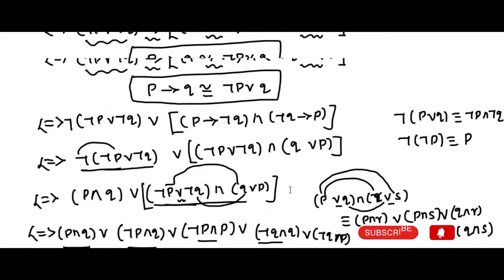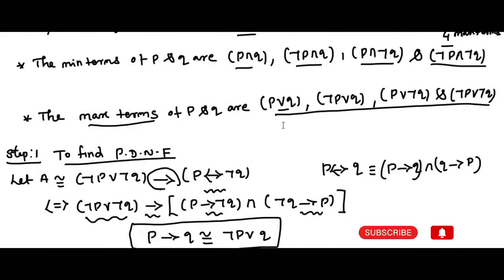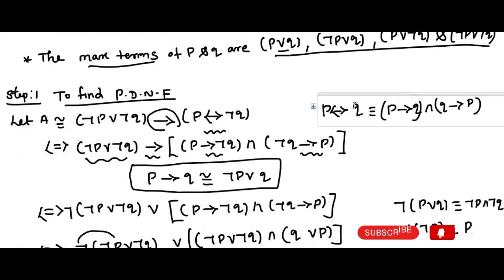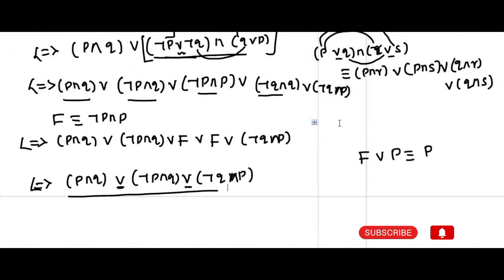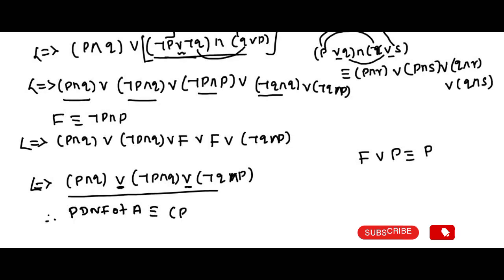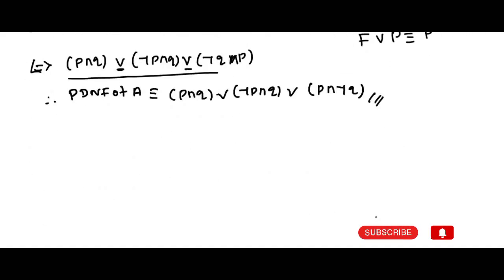Here we see there are four min terms possible, right? Out of four min terms we got only three. So the final conclusion: therefore the given statement is P and Q, negation P and Q, or the third, P and negation Q. Therefore this is read as the sum of min terms only. So this is your PDNF answer.